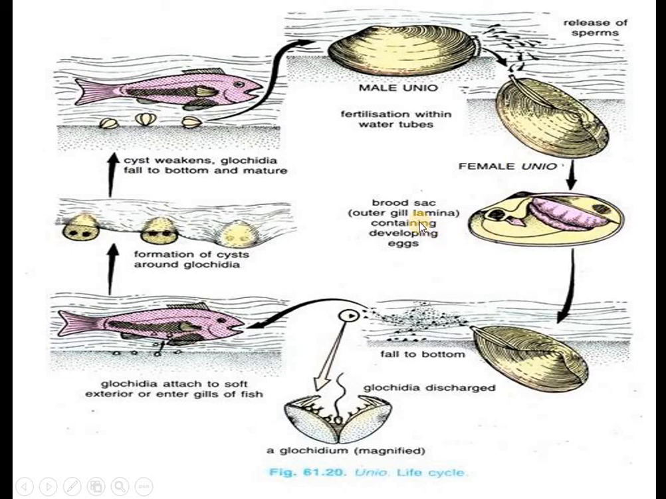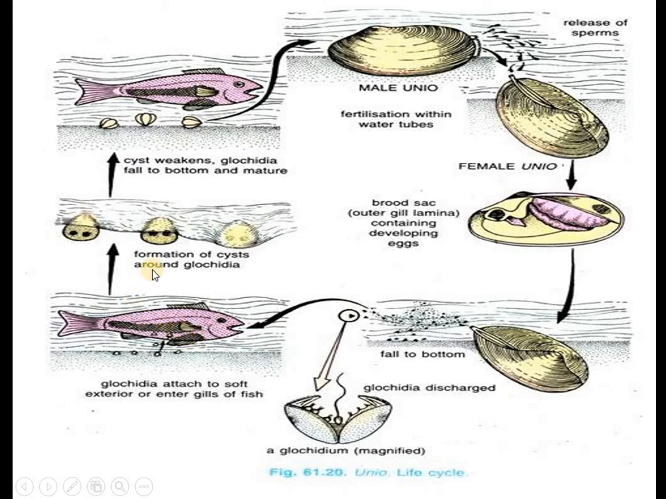So that is the brood sac, the outer gill lamina, which contains the developing eggs. Once the glochidium larva is completely matured, it is released through the excurrent siphon, and some of the glochidium larvae sink to the bottom, and some of them move in the water currents, and by chance some of the glochidium larvae get attached to the gills, fins or skin of the fishes. So this is the glochidium larva discharge, and here the attachment to the fins, gills or skin of the fishes.